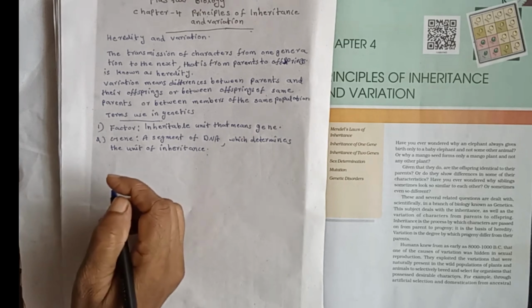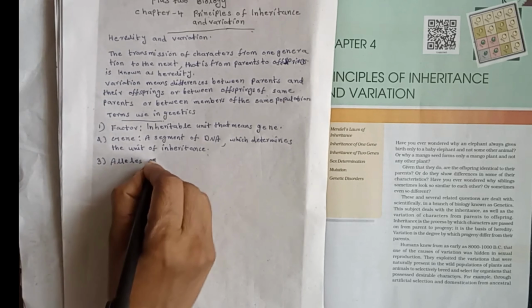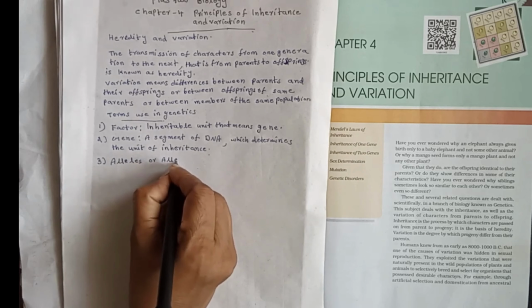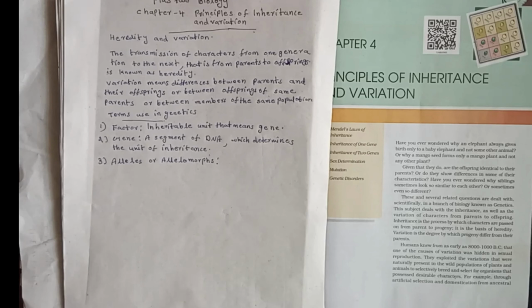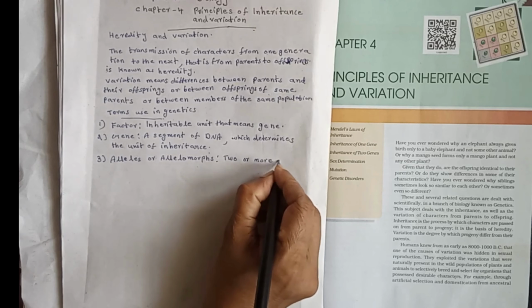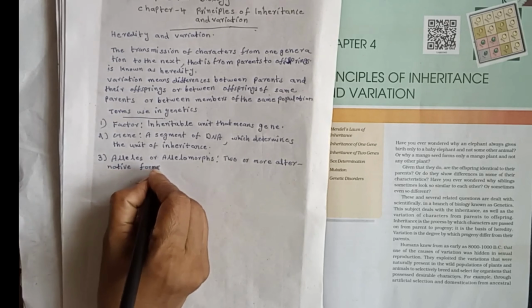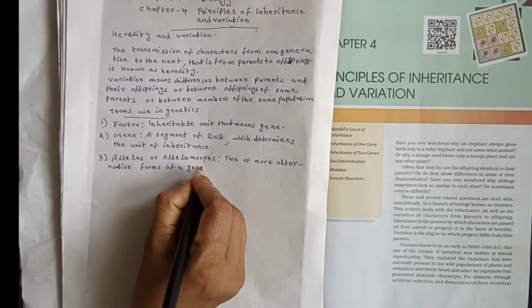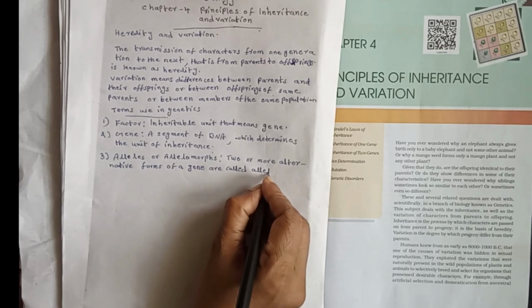Next term, alleles or allelomorphs. Two or more alternative forms of a gene are called alleles.